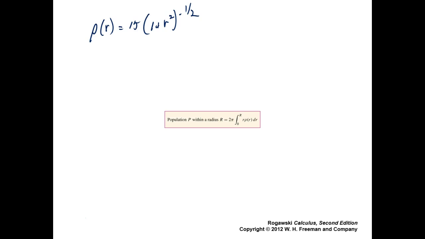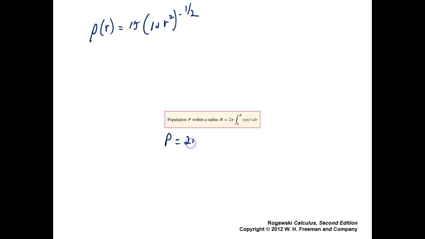So we're not looking for the whole population of the city, but those that live from 10 kilometers from the center to 30 kilometers from the center. What would that be then? What would our population P then be?